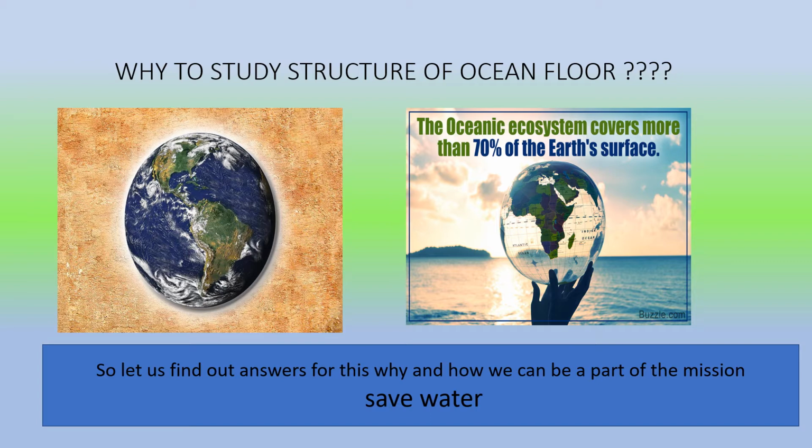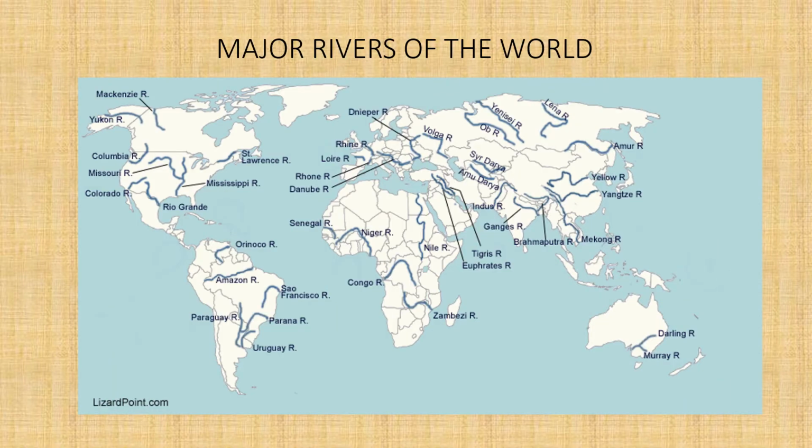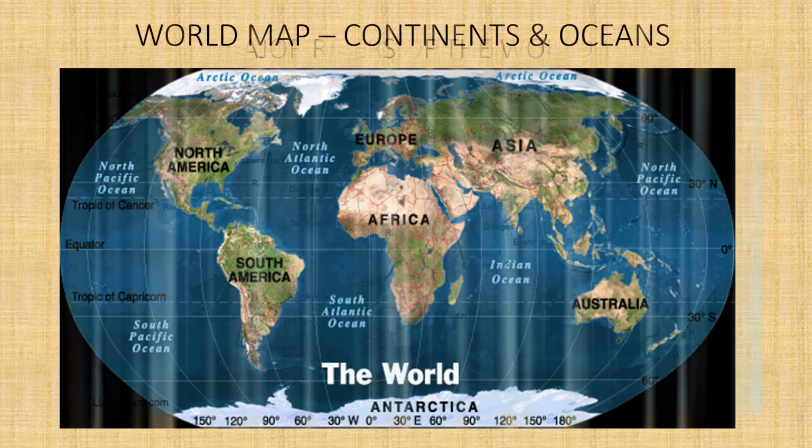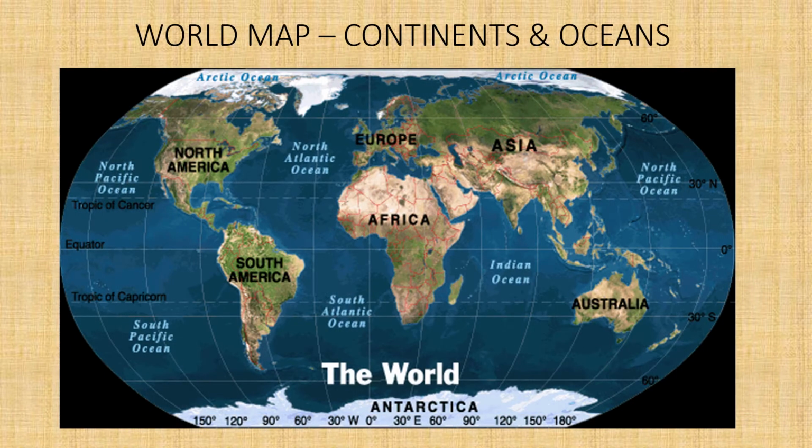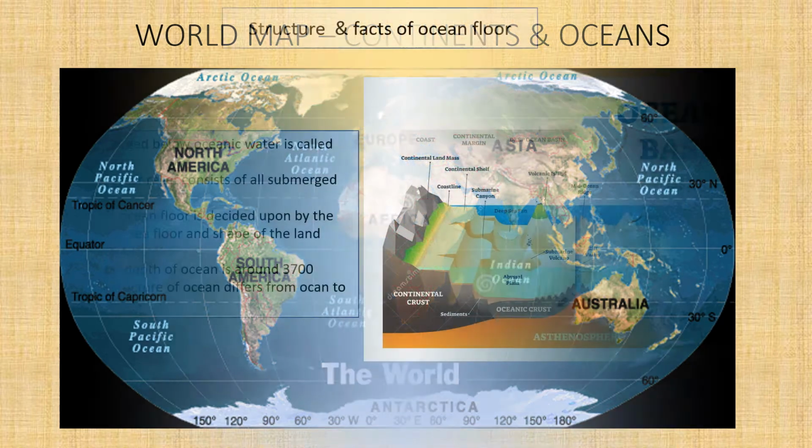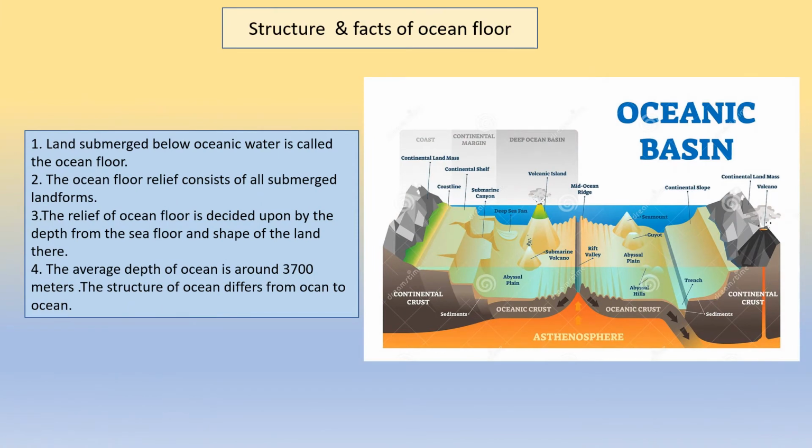I've already told you that saving water is the need of the hour. How we can save water and why we have to save water, we have already discussed. There is only 1% of fresh water in the form of rivers, and we cannot pollute it. And 97% is the water found in the oceans. So let us find out what important role water plays and how the relief is inside the earth. We have already studied the structure and the facts of the ocean floor.